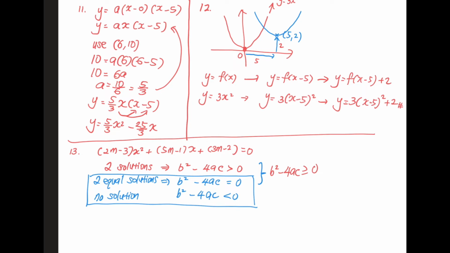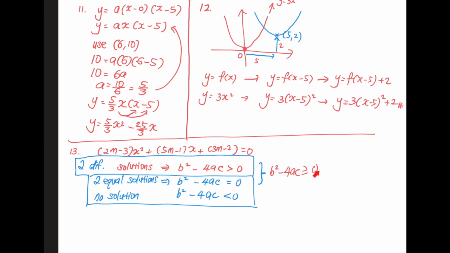Okay, so maybe I put it in this way. This is two different solutions. Now you can see we have two different solutions, this formula. Two equal solutions, this formula. No solution, this formula.